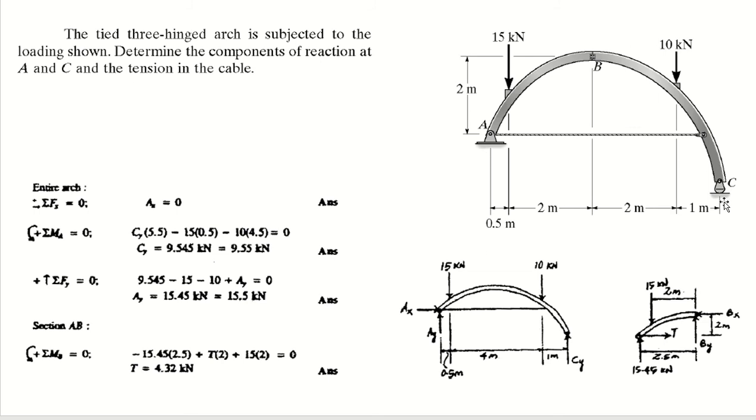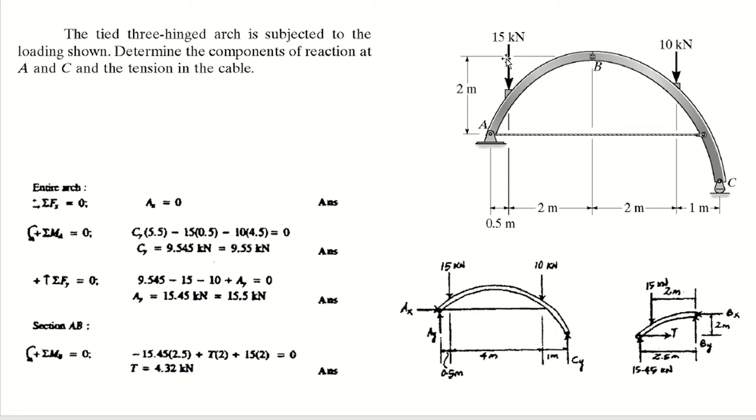This is a 3-hinged arch. Hinges are at A, B and C, and it is tied. Determine the components of reaction at A and C, your reactions at A and at C. Okay, I think C is not a hinge. It is instead a rocker or a roller. And you have to find the tension in this cable.